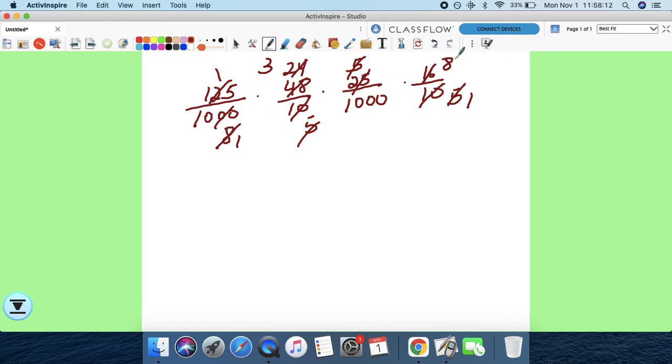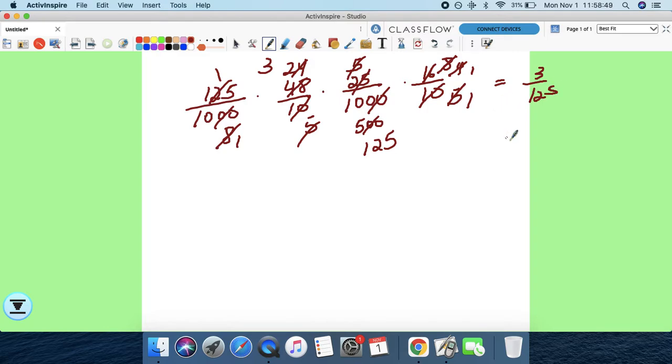Oh, 8 and 1,000. 8 divided by, let's just do it by 2 is 4. Divided by 2 is 500. Let me just go back and see what I had. I have this. 8 divided by 2 is 4. 1,000 divided by 2 is 500. 4 divided by 4 is 1. And 500 divided by 4 is 125. So my final answer is 3 over 125.